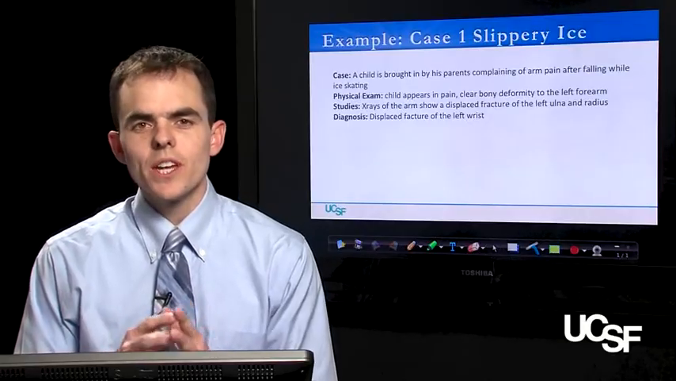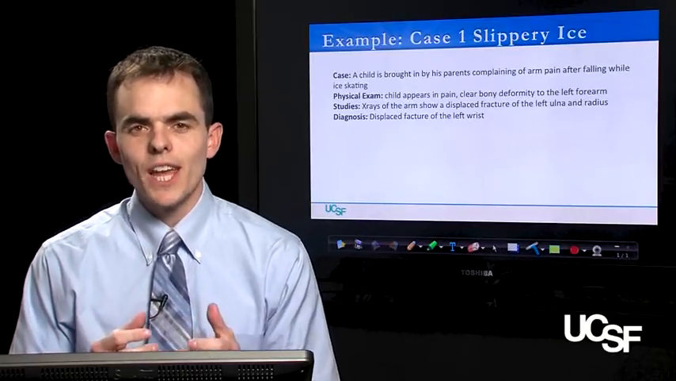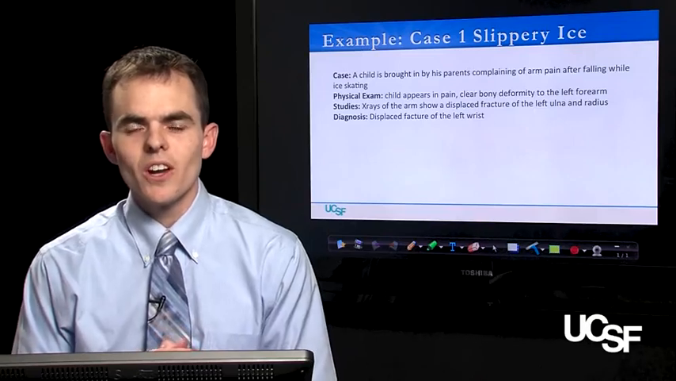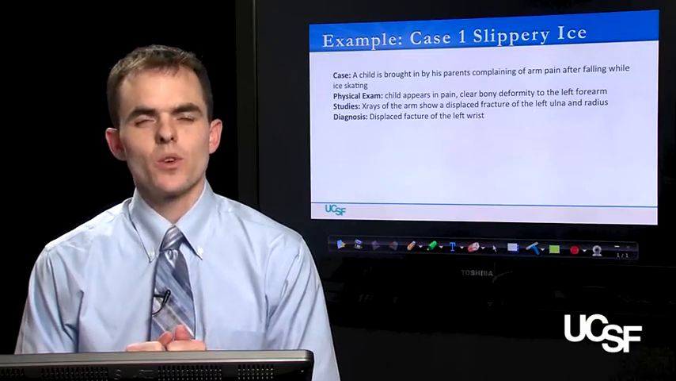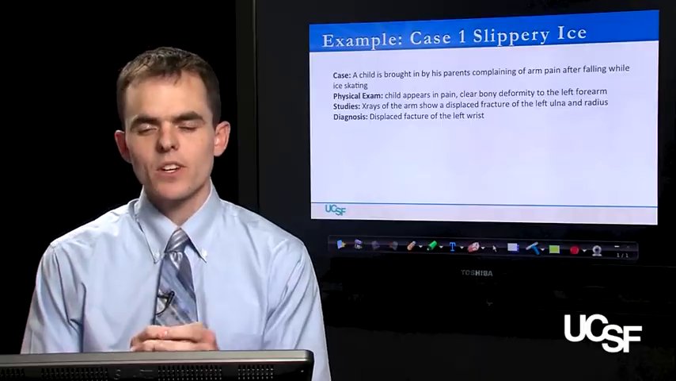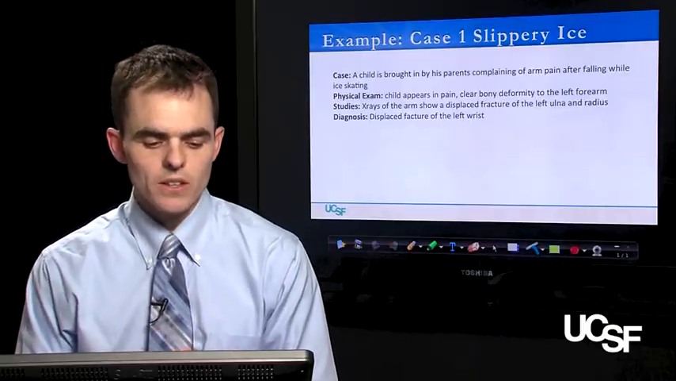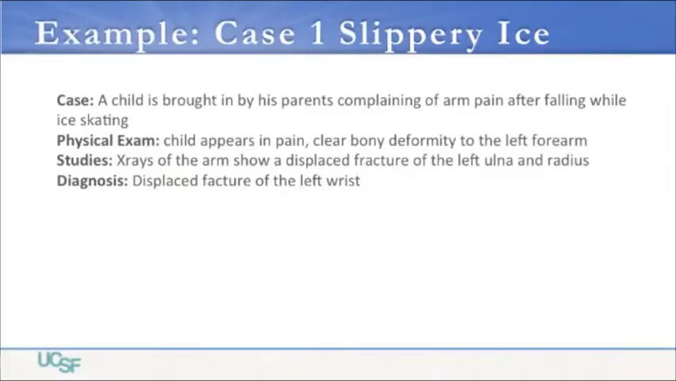So to appreciate this a little bit further, how dynamic these patient illness scripts are, let's just go through two cases. So the first case I would consider kind of a linear or straightforward case. Let's imagine a child's brought in by his parents complaining of arm pain after falling while he was ice skating. You do a physical exam, and he appears in pain, and there's clear bony deformity of his left arm.